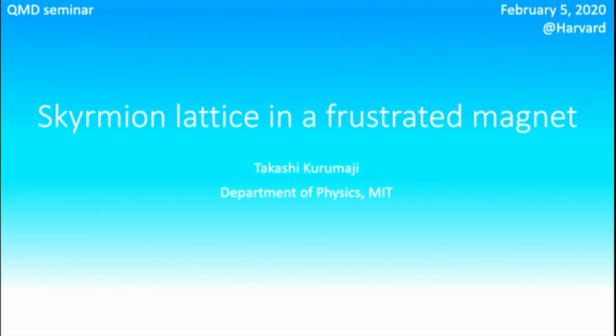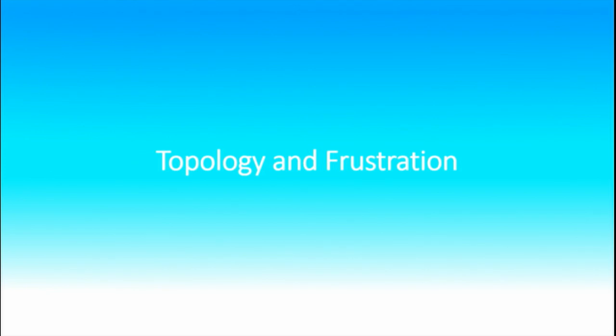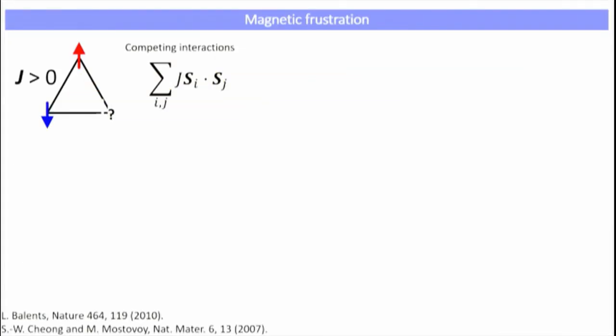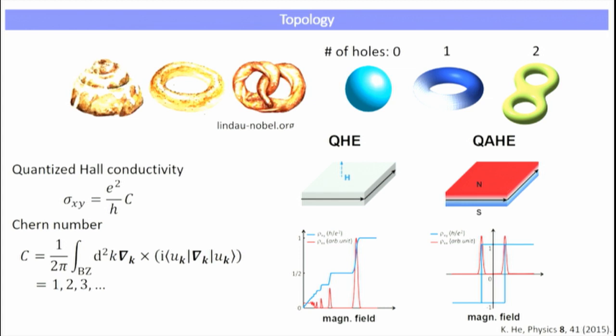Let me start the introduction of this talk by introducing the two key concepts representing my result. These are topology and frustration. Topology is a concept from mathematics. It provides a way of classifying objects in terms of a global quantity, such as the number of holes. So donuts and Danish and pretzels have different numbers of holes, and you can classify them in terms of different topological numbers.